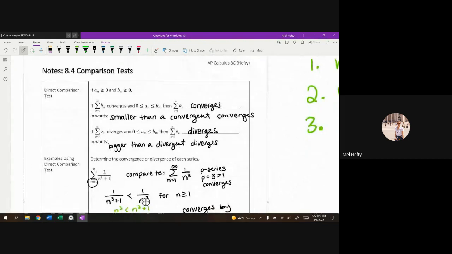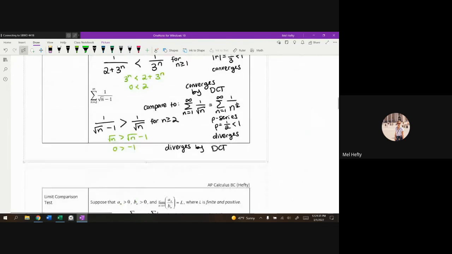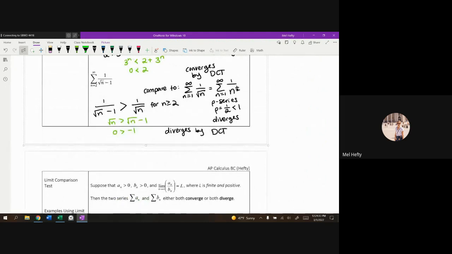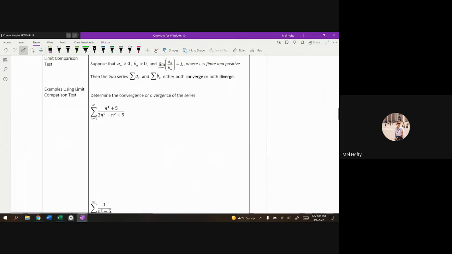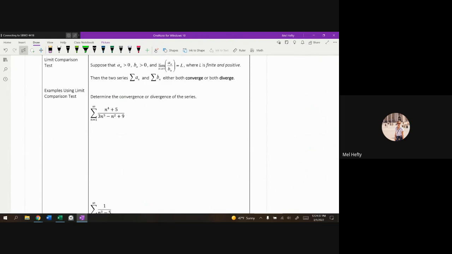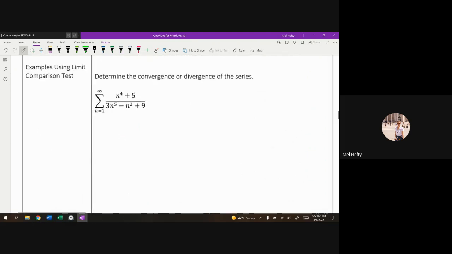Just to warn you, on the quiz that's coming up, I'm going to force you to use each test that we've done once. There's going to be one where you have to use direct comparison, one where you have to use limit comparison, and so on. You're going to be in charge of choosing which ones to use, but I'm going to make you use each test once. That's a little mean because you're not going to have to do each test once on the final assessment. So on the quiz, I'm going to make sure you can use all of them.